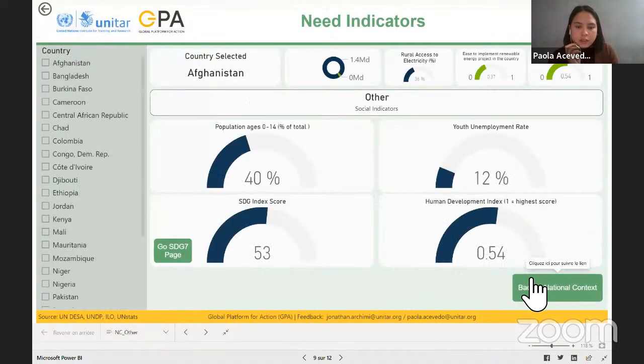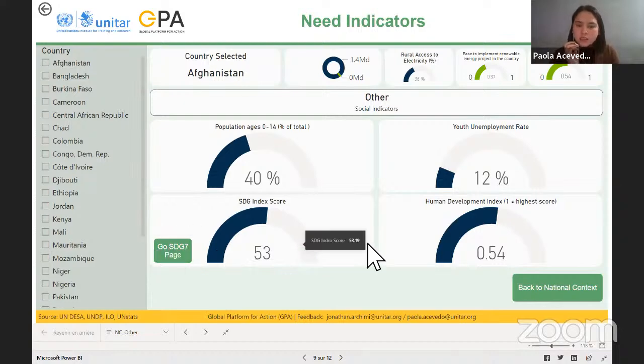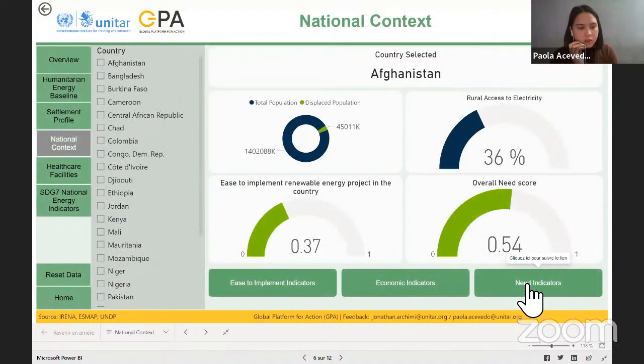And we have the need indicators, the other social indicators: population ages 0 to 14 as percentage of total population, youth unemployment rate, the Human Development Index, and the SDG Index score. That also takes us to the SDG 7 page. That's the last page that we will be seeing today. Yeah, Jonathan, you can continue now.